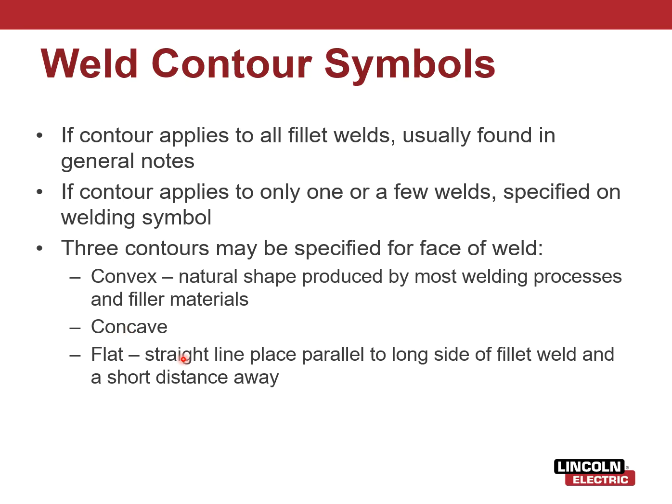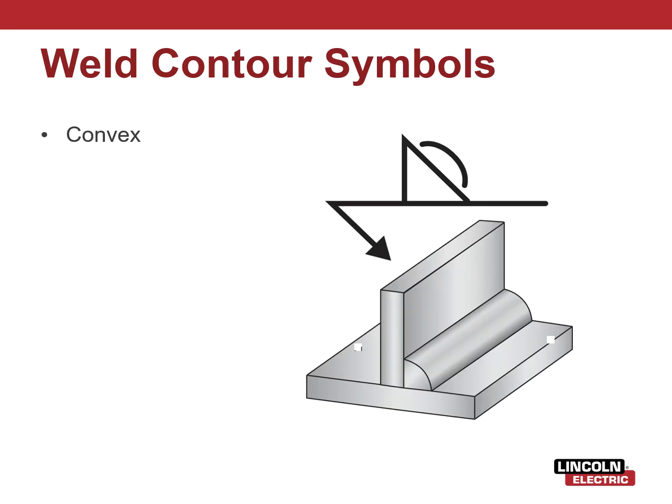And then flat, so just a straight line, parallel to the long side of the fillet weld, and a short straight line placed parallel to long. Man, I've got to come in and fix some of these descriptions. I feel like we're missing words. All right, so just flat, toe to toe. All right, and that's what this symbol would look like.